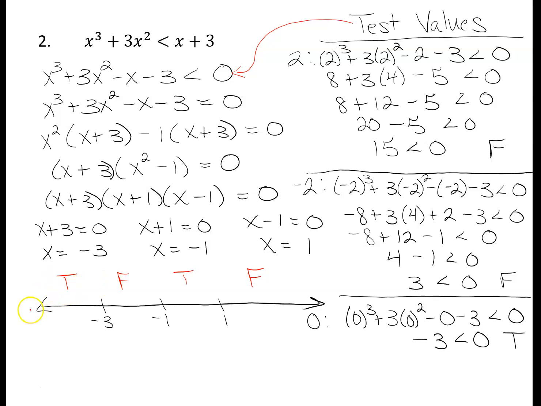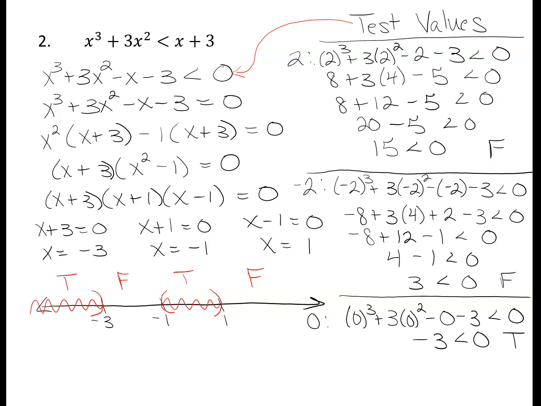Shade the true regions. So we're going to shade this first region and shade between negative 1 and 1. And then we have to decide, well, what about these values that we got when we solved? Well, look back at your symbol. It does not have an equal to bar on it. That means these values are not included. They make it equal 0, and since there's no equal to bar, they are not solutions. So we need parentheses on the tick marks towards the shading.